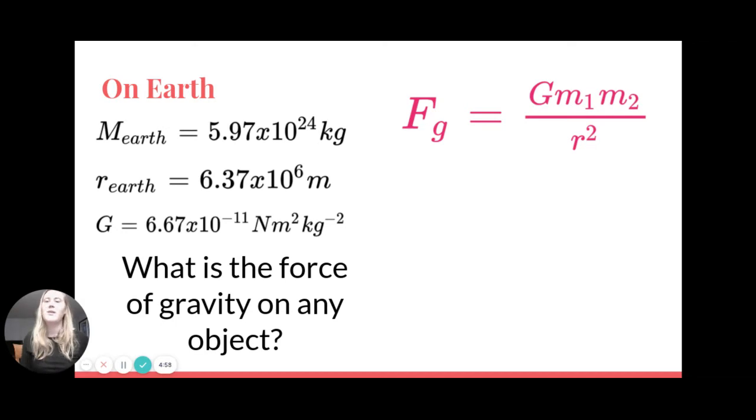And so on Earth, we know after careful studying that the mass of Earth is 5.97 times 10 to the 24 kilograms, and we know that the radius of Earth is 6.37 times 10 to the 6 meters.